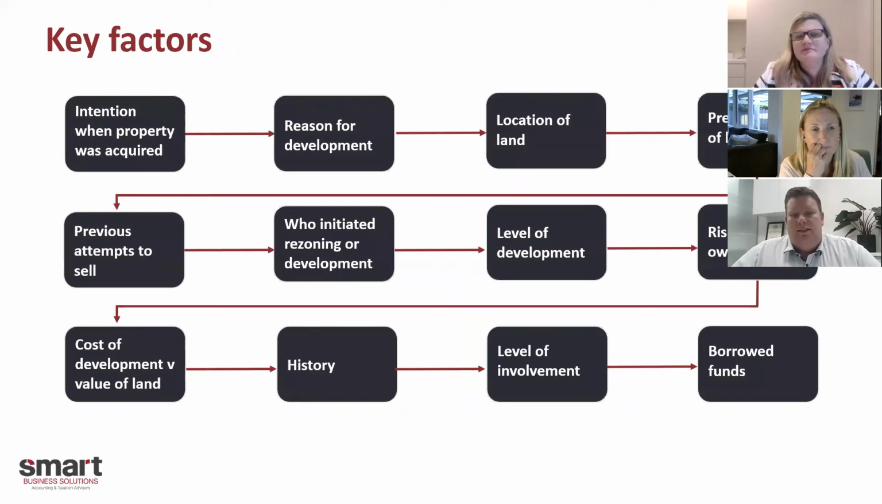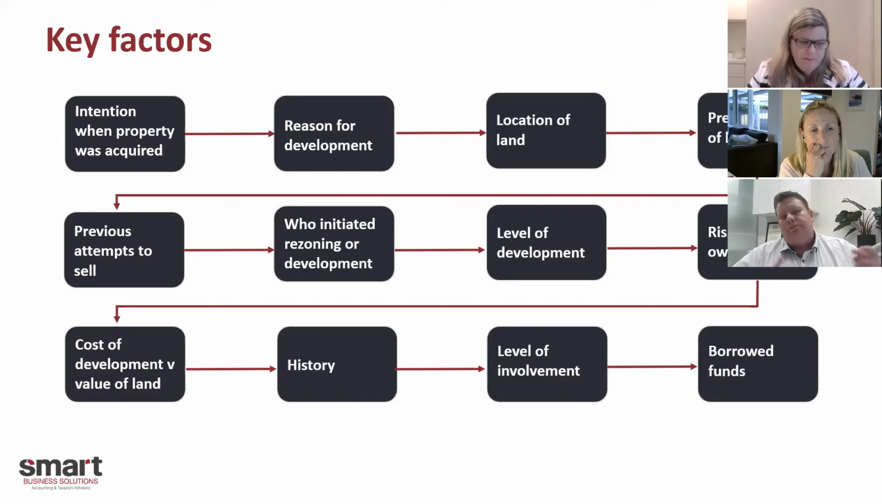So key factors, and this is a big list, and it's by no means an exhaustive list. There are a lot more factors on the ATO list, and the ATO actually notes that these factors can change over time as well. So there are no set guidelines, but these are the kind of things that factor into whether you're going to be in the business or whether you're going to be taxed on revenue or whether you're going to be taxed on capital account. So one of the big ones obviously is intention when the property is acquired.